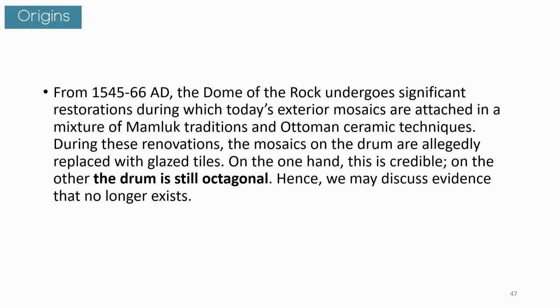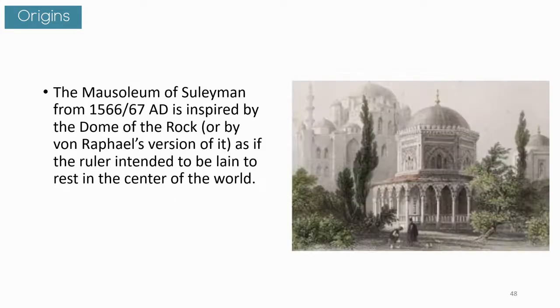So, as we mentioned a number of times at this stage, because the drum is no longer octagonal today, whatever was placed on the drum at that time no longer exists. It had to be replaced since then with something else. We also have this, the Mausoleum of Suleiman, from 1566-1567. It's clearly inspired by the Dome of the Rock, or by Von Raphael's version of it, as if the ruler intended to be laid to rest in the centre of the world, which is quite remarkable that the Dome of the Rock had such a significance for Suleiman.